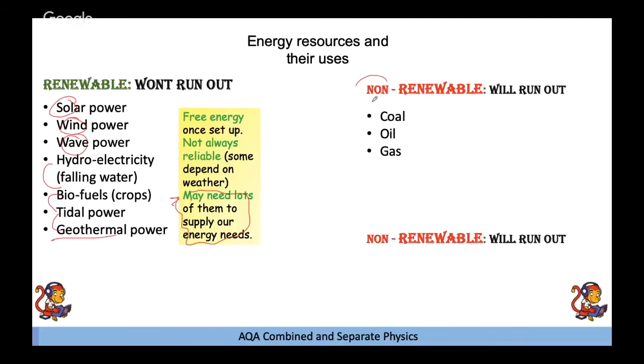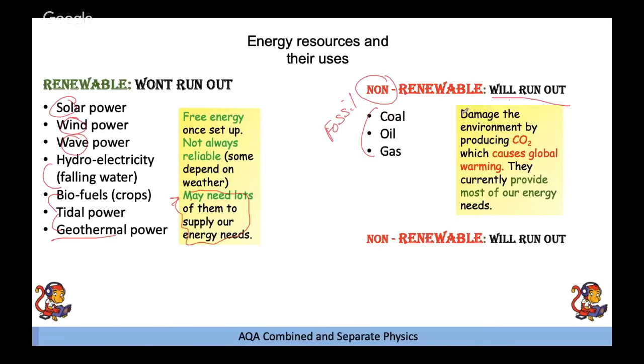Okay, non-renewable. So these are our fossil fuels. From the dead remains of plants and animals from millions of years ago, these will run out. We dig them out of the ground. A couple of key problems with this: damage to the environment, producing carbon dioxide, name it. Okay, don't say polluting gases, name it. You know the name of it, call it carbon dioxide. What does it cause? Global warming.